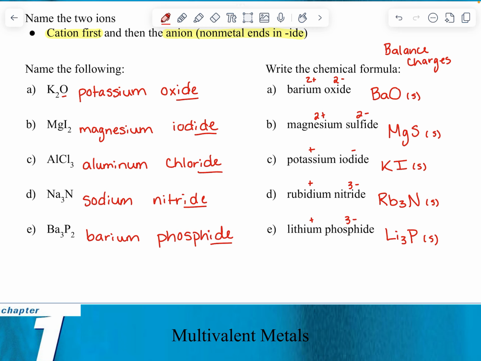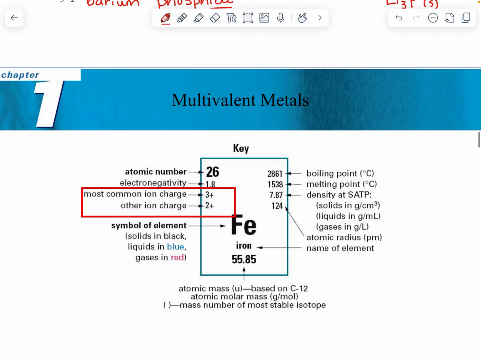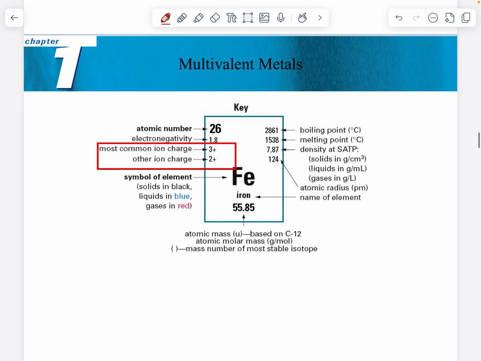Okay, so there's nothing special about these metals and these nonmetals. They just have one charge on the periodic table. Some of the metals on the periodic table have more than one possible charge listed on them. And so these are called multivalent metals.